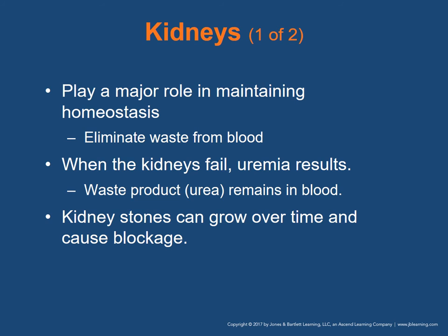So the kidneys play a major role in maintaining homeostasis. They help eliminate waste from the blood. When the kidneys fail, uremia results, which means urine, that waste product, urine now starts to move into the bloodstream. So now urine is starting to collect in the bloodstream.